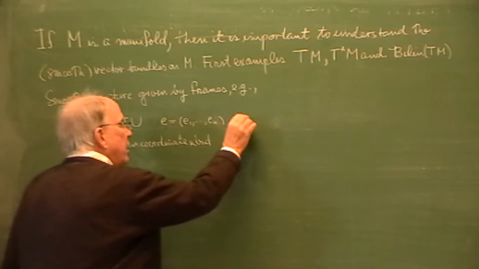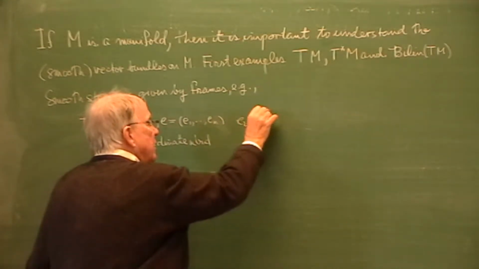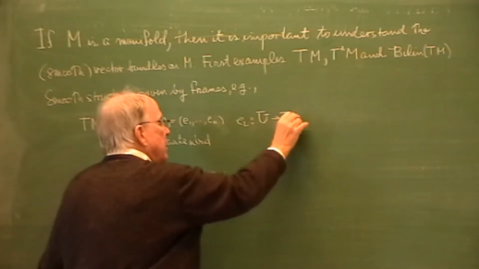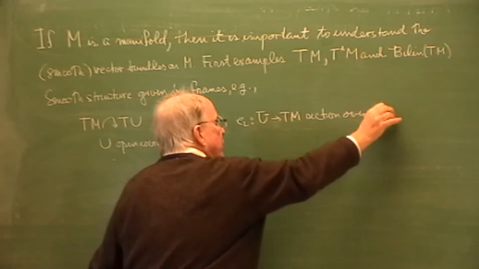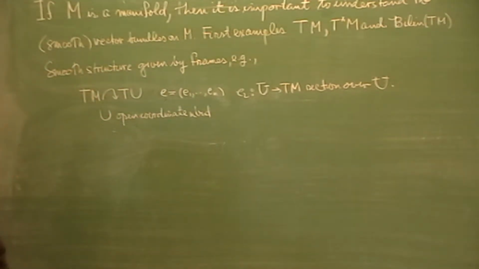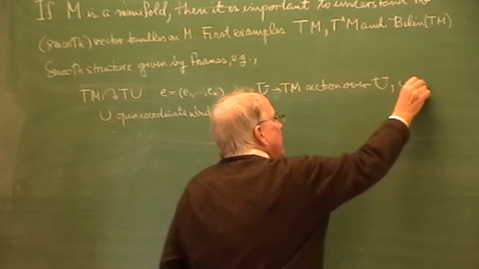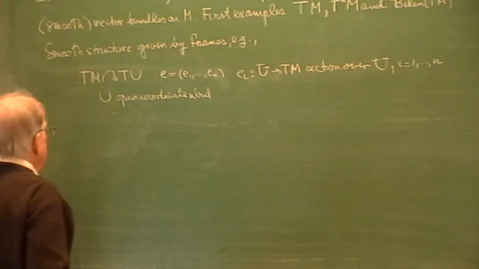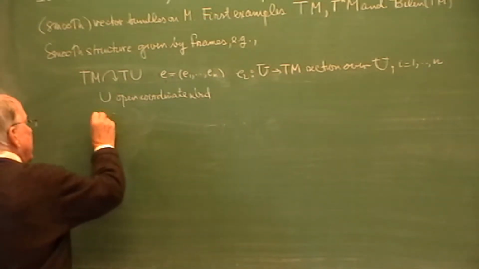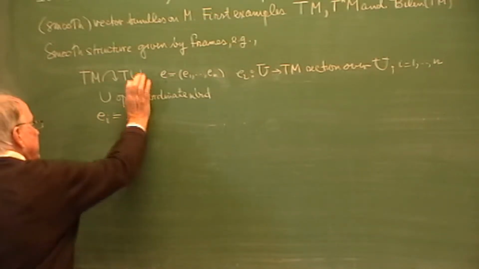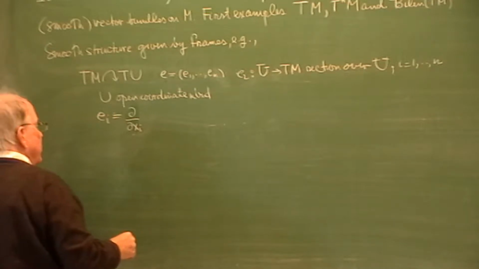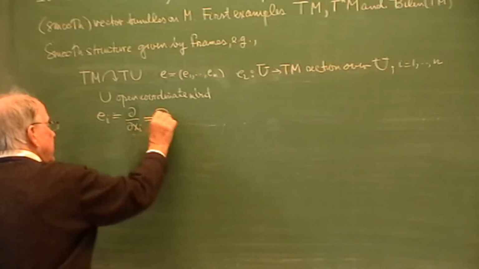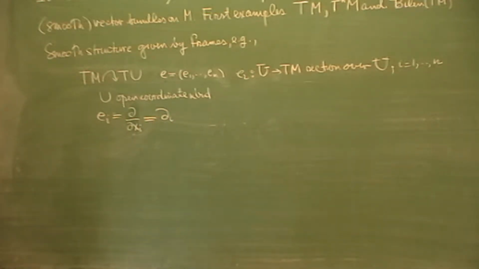What that means is that Ei maps U into the tangent space, is really a section over U. So it's a moving tangent vector, a section, for i equals 1 to n. And in fact here, in this case, we write Ei is just the partial derivative operator d/dxi, which is a derivation on smooth functions, and this is denoted by delta i. So that is a frame, and that gives you a smooth section.